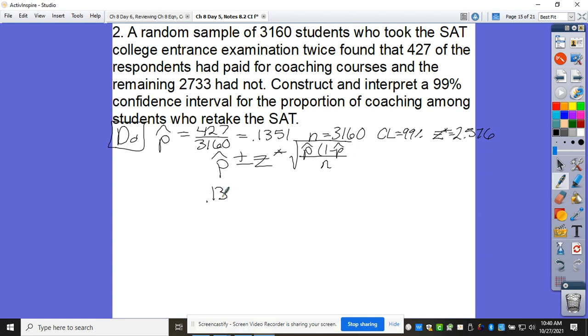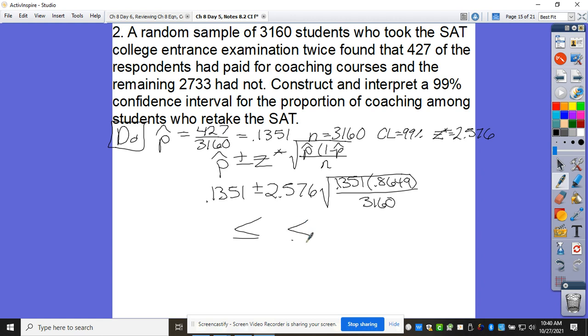Start plugging in my numbers: 0.1351 plus or minus 2.576 or 2.575 times the square root of 0.1351 times 0.8649, over about 3160. What goes here? And I should get a lower bound of about that, an upper bound of about that.